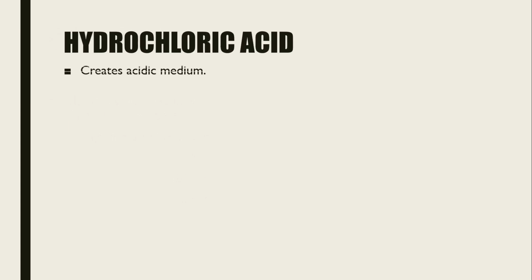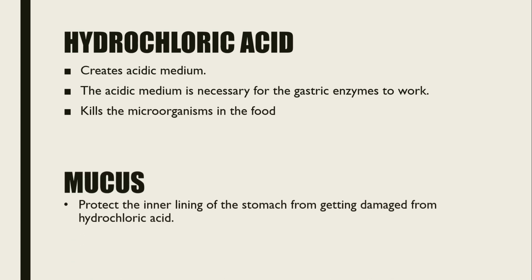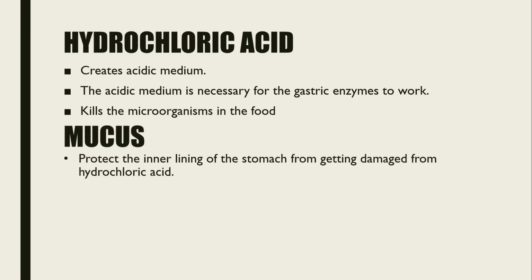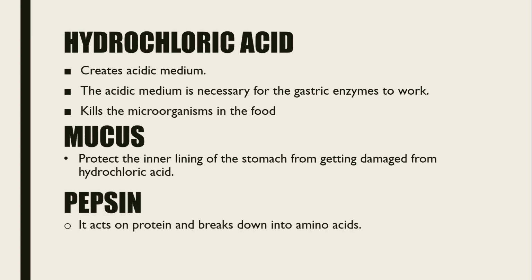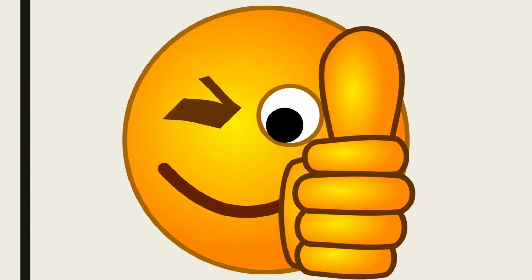Hydrochloric acid. The hydrochloric acid creates an acidic medium for the enzymes to act on the food and to work. And the hydrochloric acid kills the microorganisms present in the food. Mucus. The mucus protects the inner lining of the stomach from getting damaged by the secretions of hydrochloric acid. Pepsin. The pepsin acts on proteins and breaks them down into amino acids. Hope you understand the functions of hydrochloric acid, mucus and pepsin.